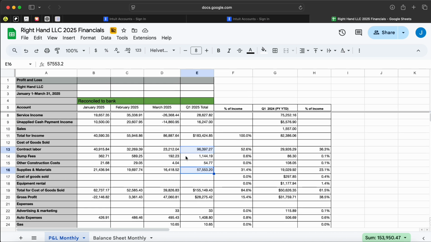So your sales, your total income minus your cost of goods sold gives you your gross profit. In this case, your gross profit is 15% of your total income in 2025 versus 38.5% of your income in 2024.